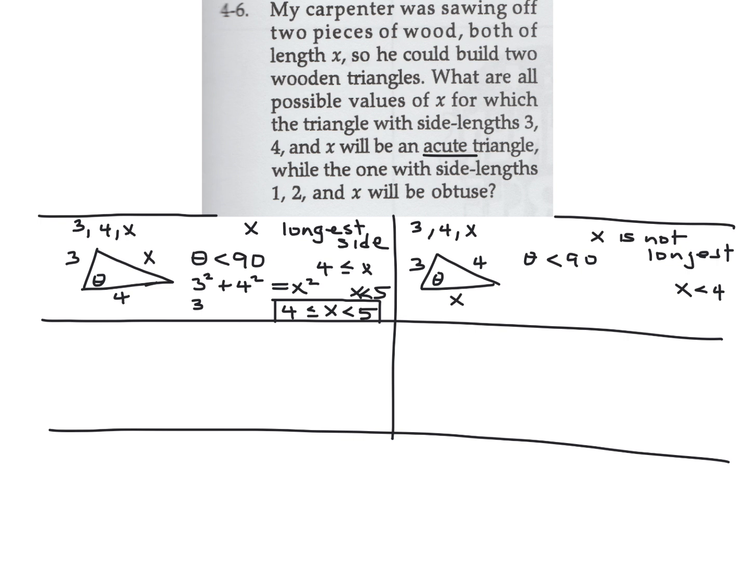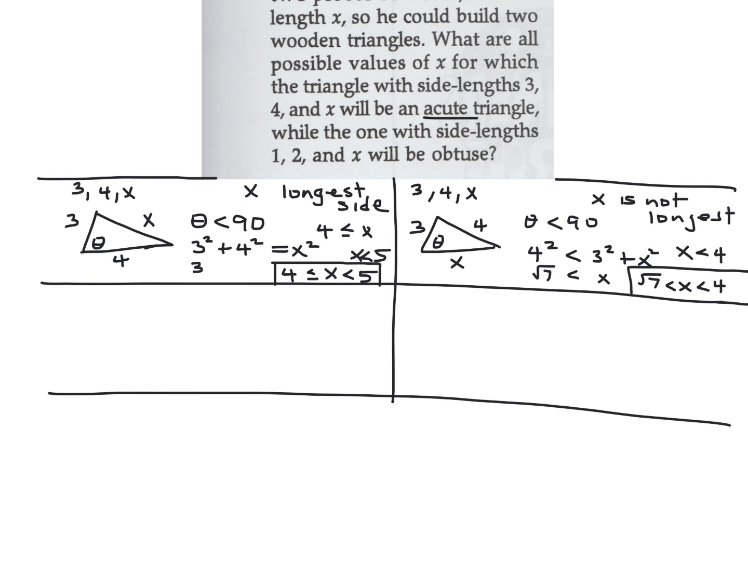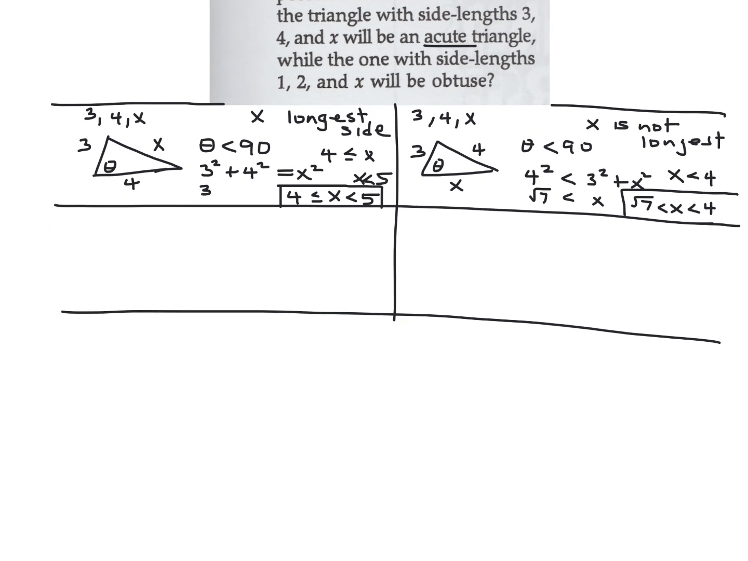Then using the Pythagorean relationship, 4 squared would be less than 3 squared plus x squared. Because if it was 90 degrees, it would equal. But because it's not 90, it's less than 90, it would be less than. And when you solve for this, you get 16 minus 9, which is 7. x would be greater than root 7. So this one would be root 7 is less than x is less than 4. Okay. So you see where I'm going here. I've got to create these boundaries.